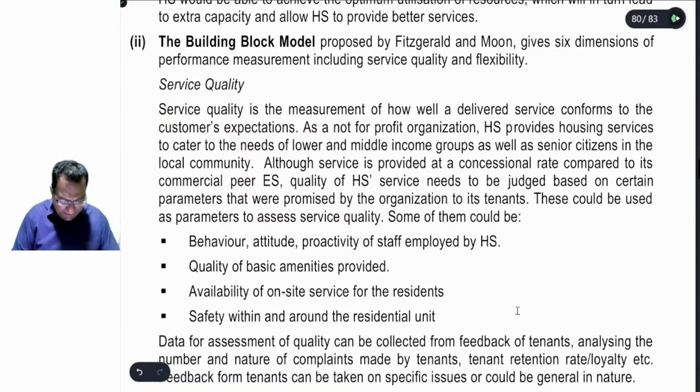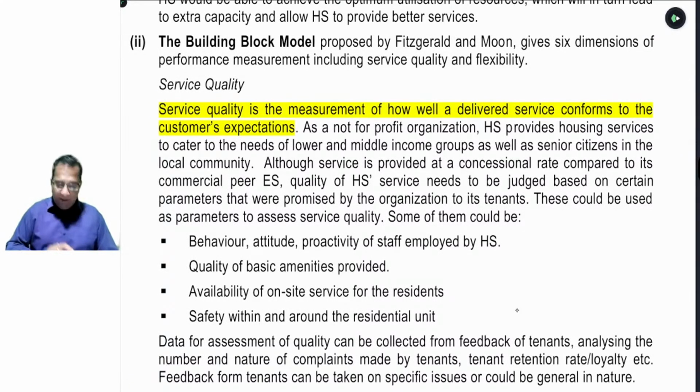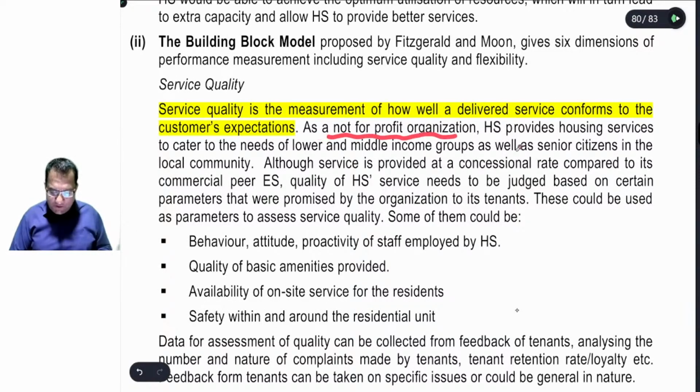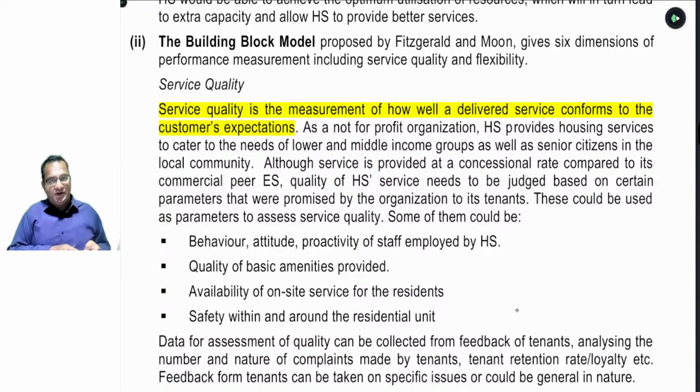See the pattern. First of all, what do you mean by service quality? It is explained that service quality is the measurement of how a delivered service conforms to the customer expectation. This is something which is called service quality. Now this question is related to a not for profit organization. Now यहां पे हम not for profit organization की बात कर देंगे कि we are providing our services to lower income group, middle income group and senior citizens.